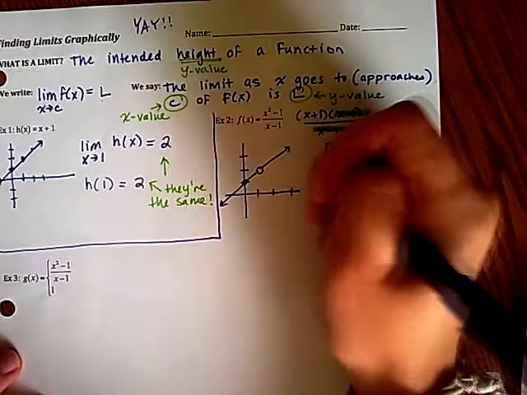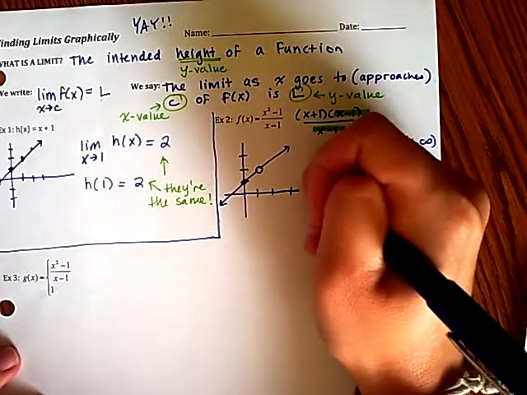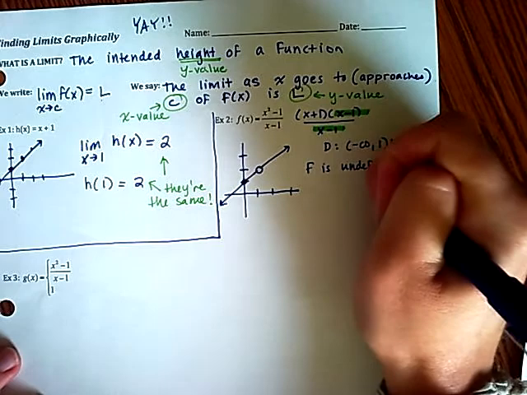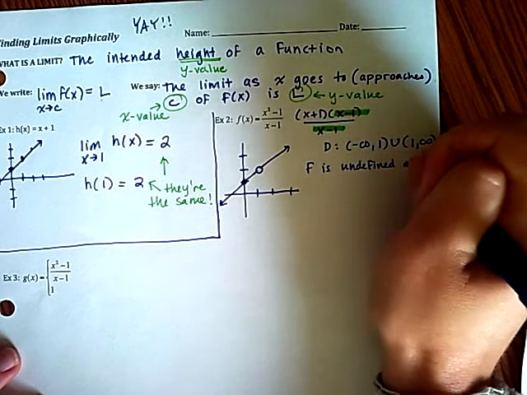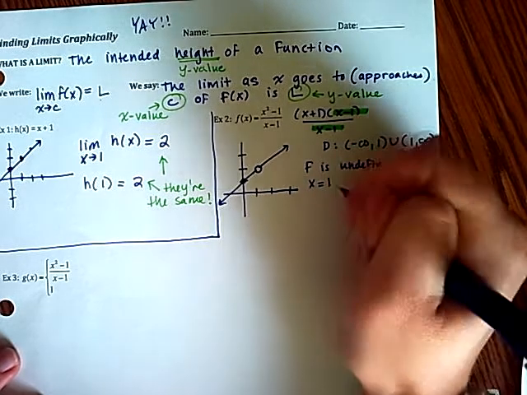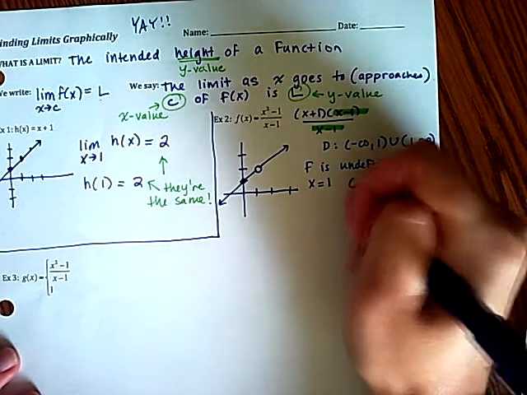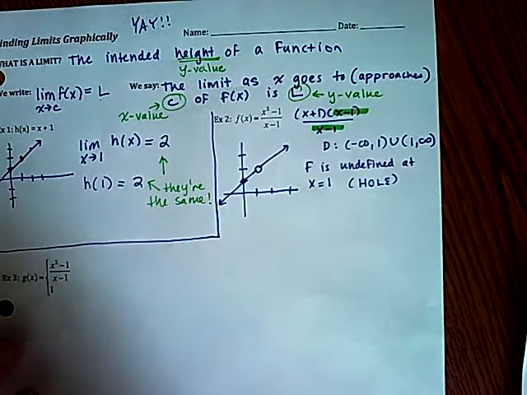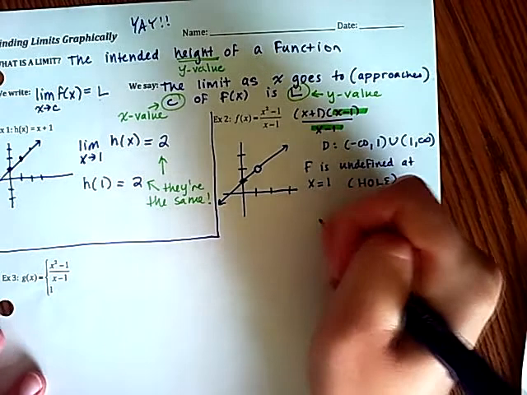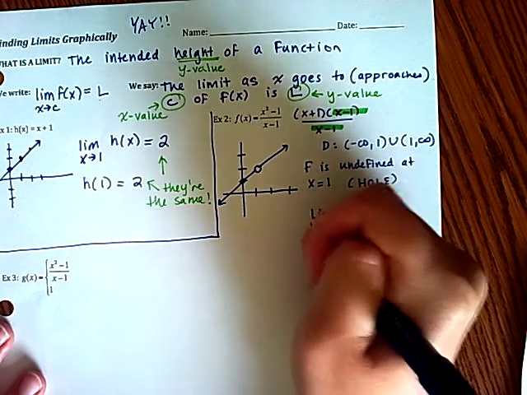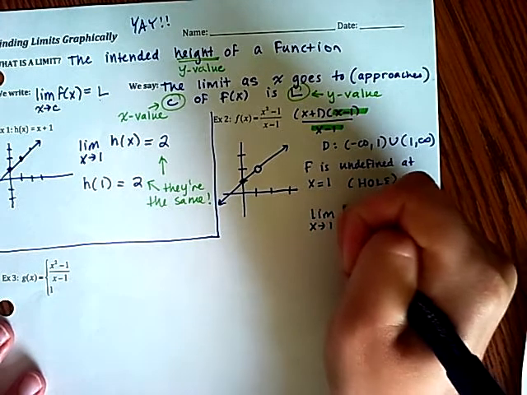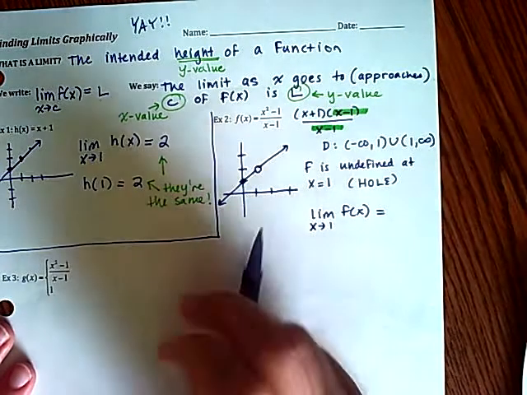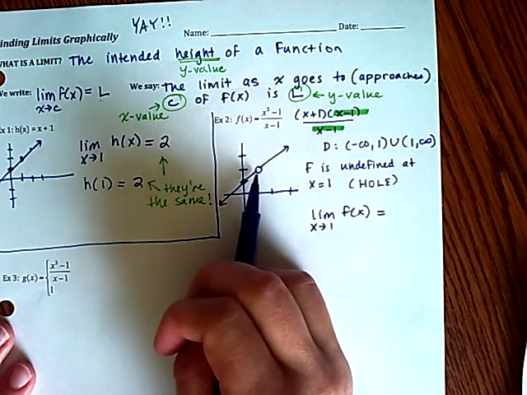Okay? And I'm just going to annotate some of what I was saying. So we have f is undefined at x equals 1 because there's a hole. So now we're going to think about the same limit as x goes to 1, but now of f of x. So as x goes to 1, what is the intended height of the function?